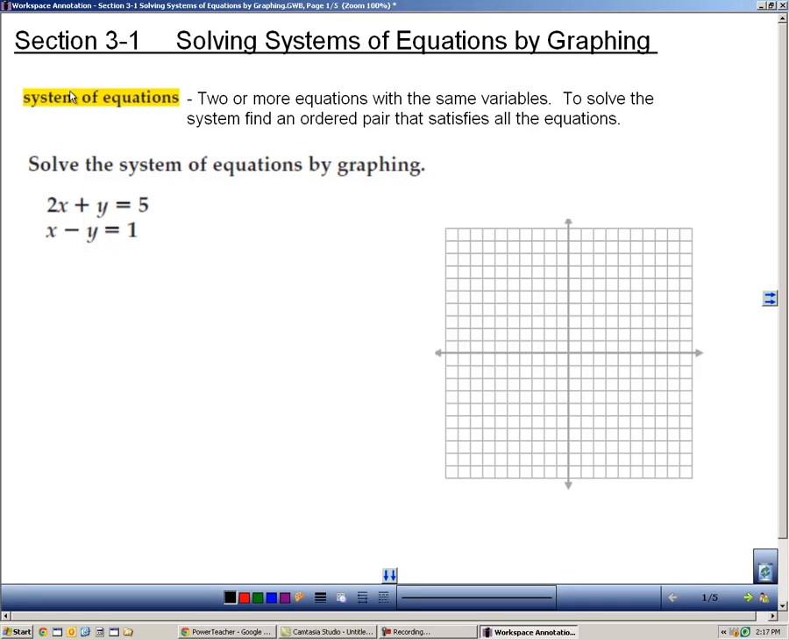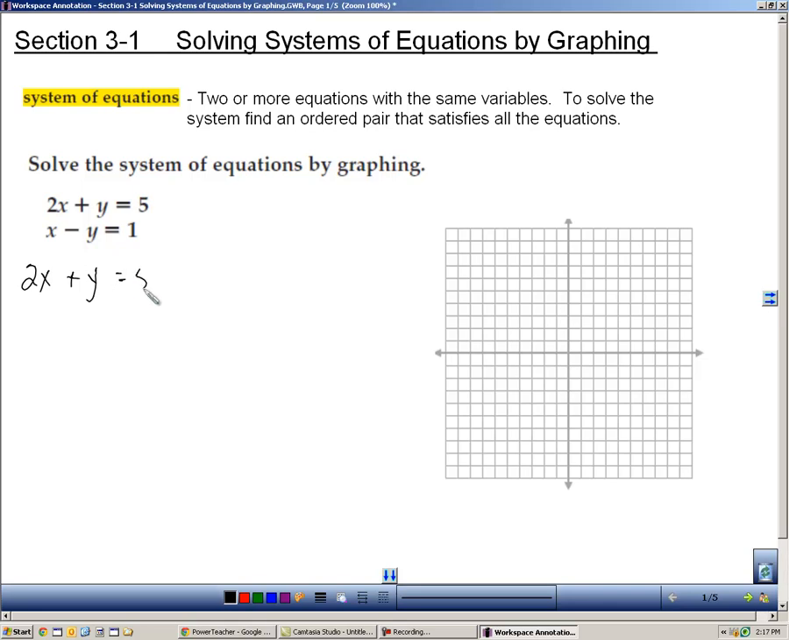Section 3.1 is about solving a system of equations by using the graphing method. A system of equations is when you have two or more equations that have the same variables. Here you see my equations both have x and y. To solve that, you find an ordered pair that satisfies both equations, and one method to do that is by using the graphing method. So I'm going to start with the first equation and graph it.